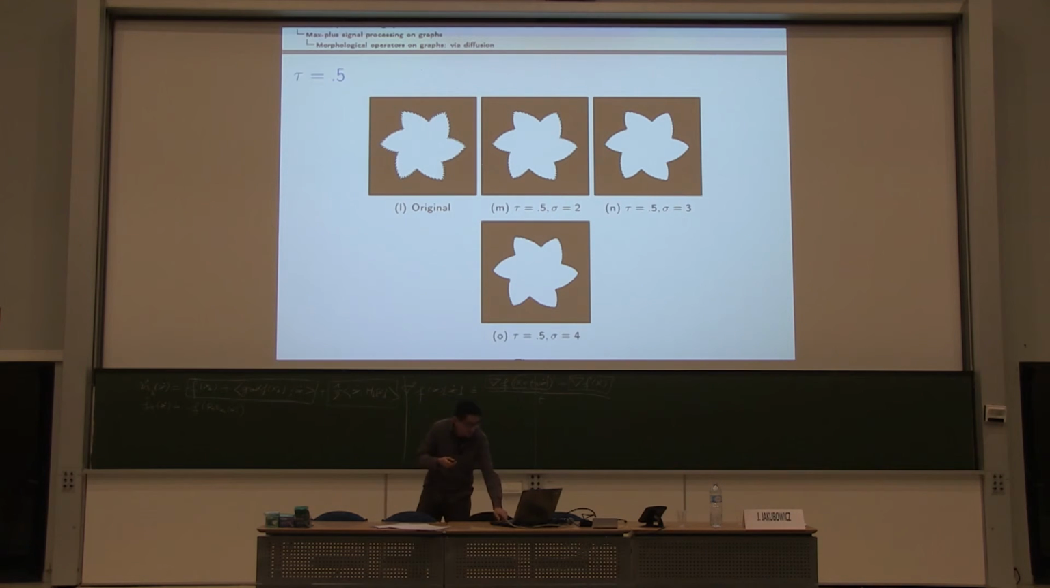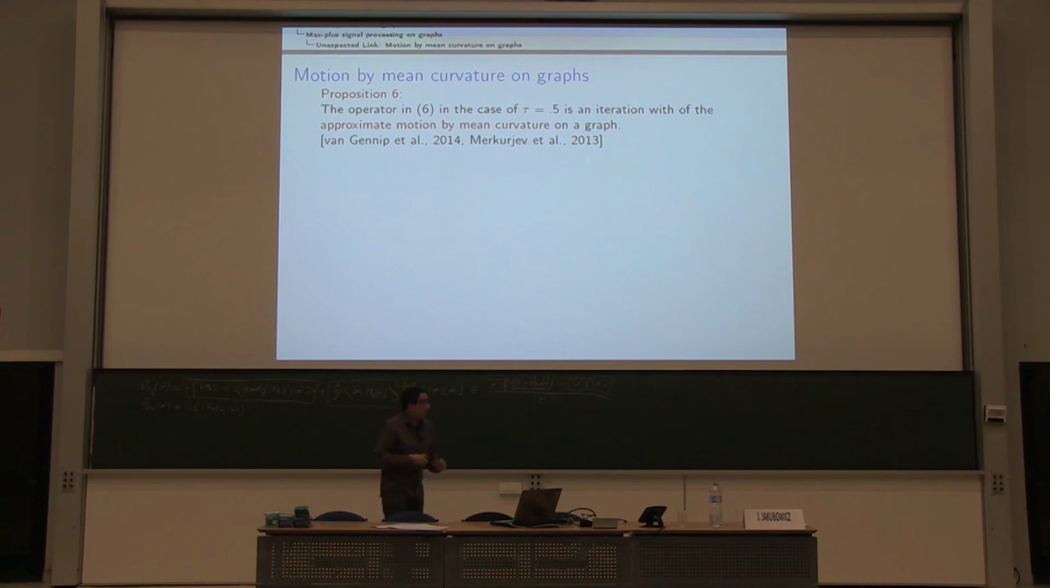But one nice property that we found is basically with tau. We know that 0 is dilation and 1 is erosion, but what happens when tau is close to the middle? We show, by taking into account these two papers, that in the case of tau equal to 1/2, it is basically one iteration of approximated motion by mean curvature. So that is quite strange.